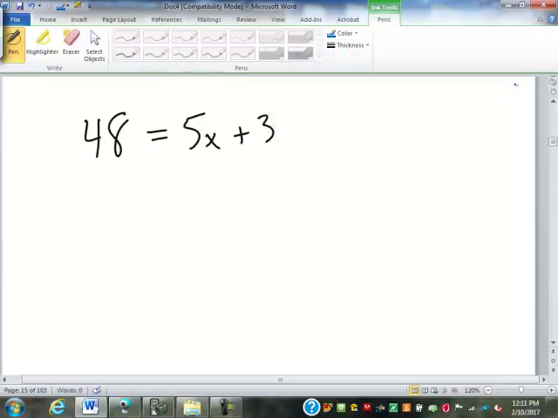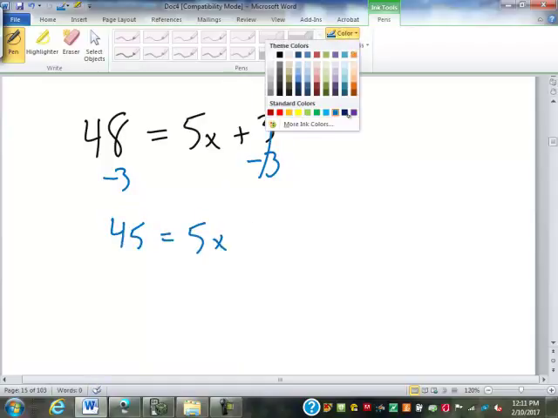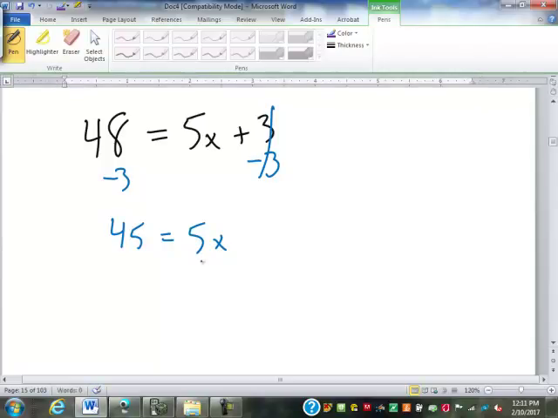It's called a basic two-step form of an equation, where two things have been done to the variable. So here, x has been multiplied by 5, and then 3 has been added to it. What do we have to do to solve it? First thing we have to do to solve is subtract 3. So over here we have 45. Here we have just 5x. And then divide by 5.